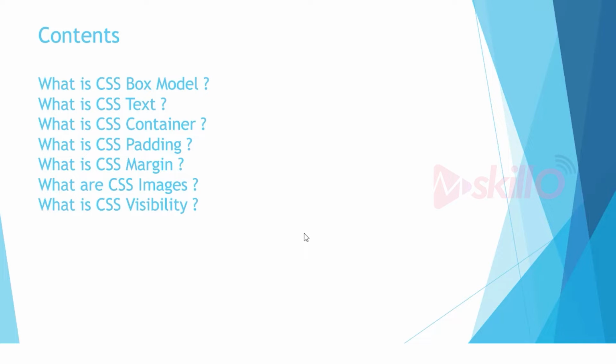In this tutorial, we are going to deep dive a little bit more into CSS and learn the following contents. We're going to see what is CSS box model, what is CSS text, what is CSS container, what is CSS padding, what is CSS margin, what are CSS images, and what is CSS visibility. I'm excited to get started and I hope the same from you.